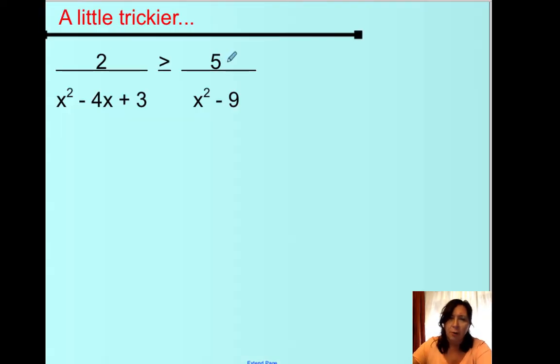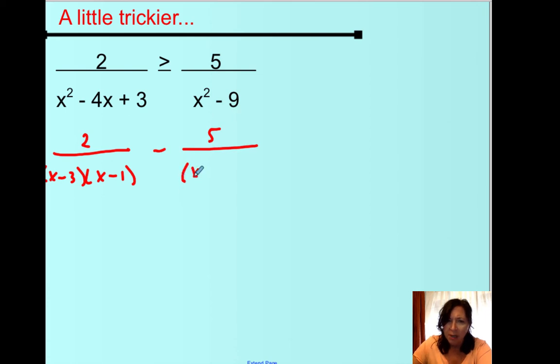A little trickier, we're going to have to subtract. So we're going to have 2 over, I'm going to factor at the same time. We have x minus 3 and we have x minus 1, minus 5 over that value, which is going to be x plus 3 and x minus 3, greater than or equal to 0. So first we set it equal to 0. Now we need to combine like terms, and combining like terms includes having the denominators the same value. And so this has an x minus 3, that does. This has an x plus 3, that doesn't. So this needs an x plus 3 over an x plus 3.